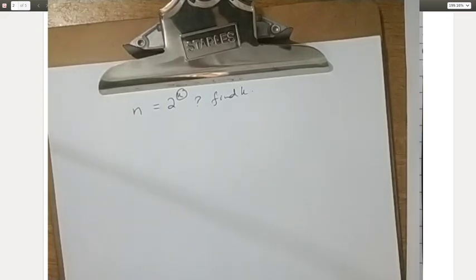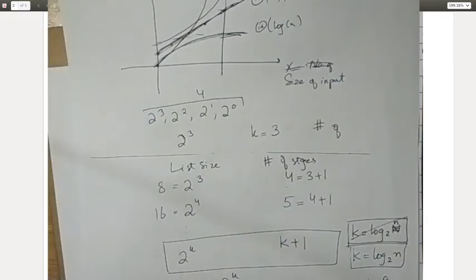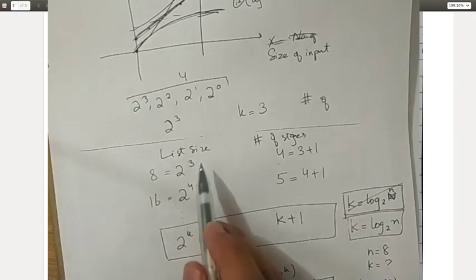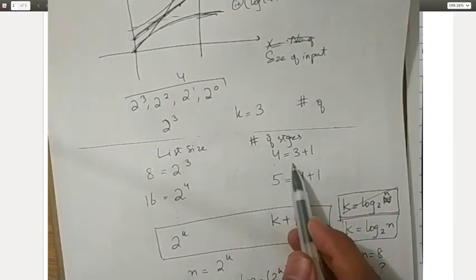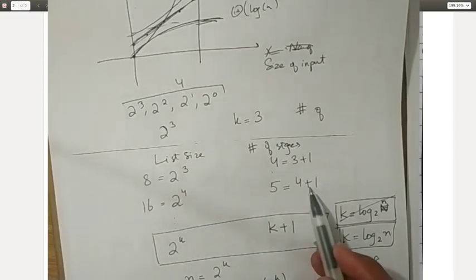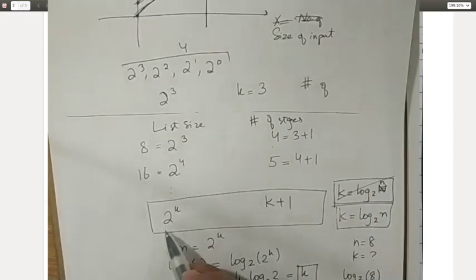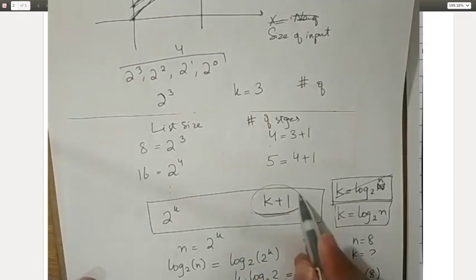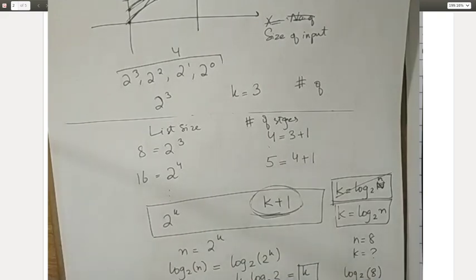And we used k to find a pattern, the number of stages. When we use k, we see simply that if I express 8 as 2 to the 3, then I will have 3 plus 1 stages. If I express 16 as 2 to the 4, I will have 4 plus 1 stages. So if I express my n to be 2 to the k, I will have k plus 1 stages. This gave me a good way to express how many stages I will have.